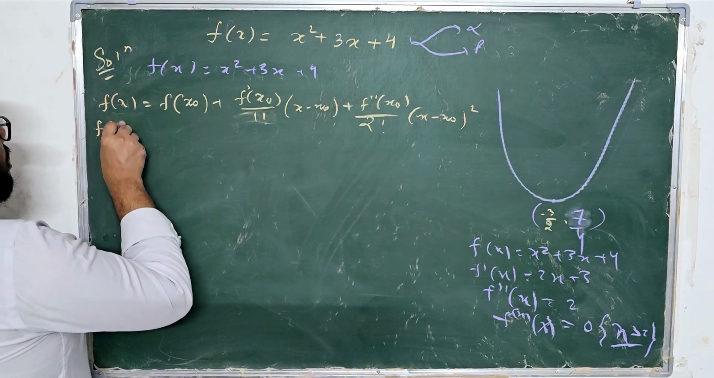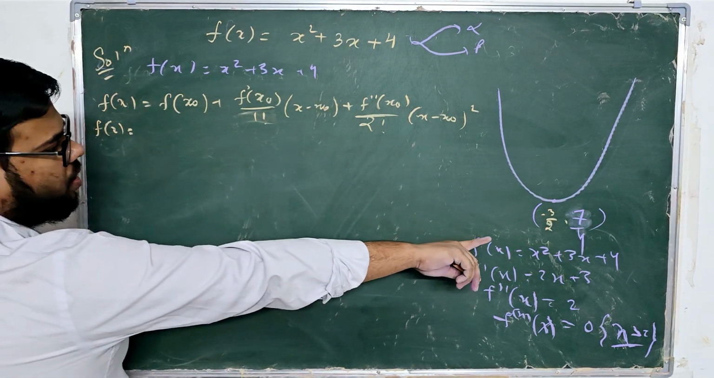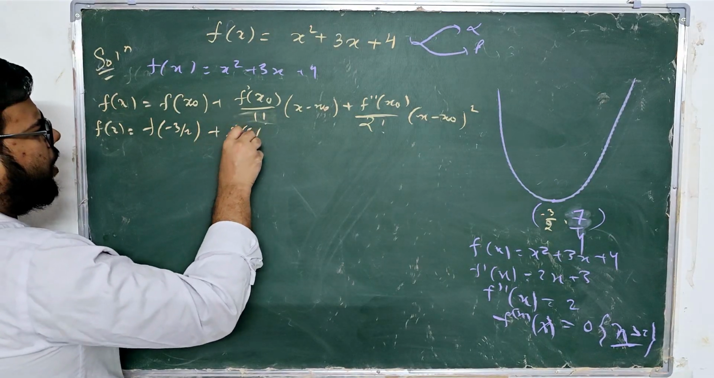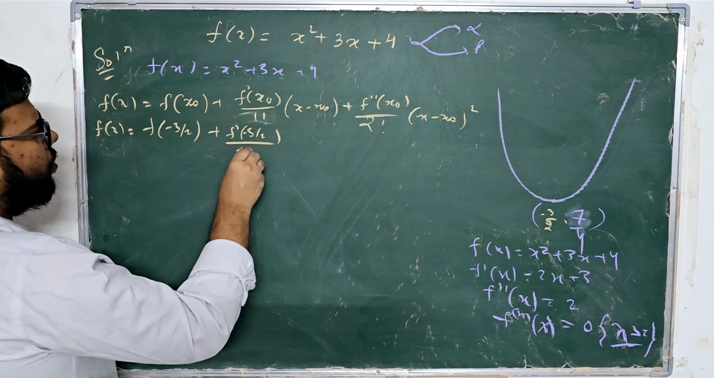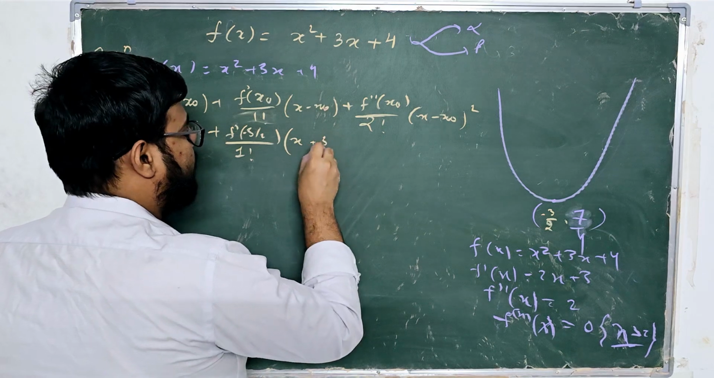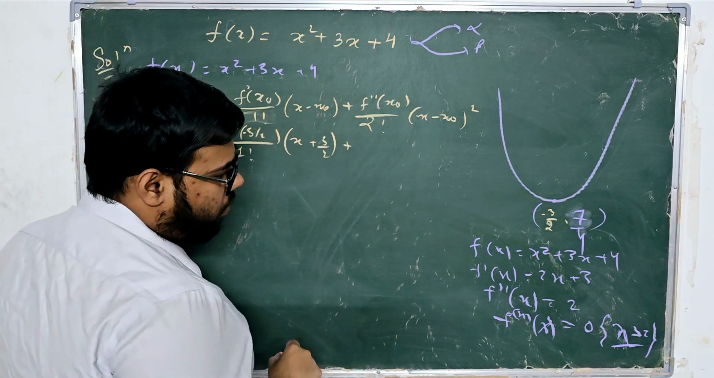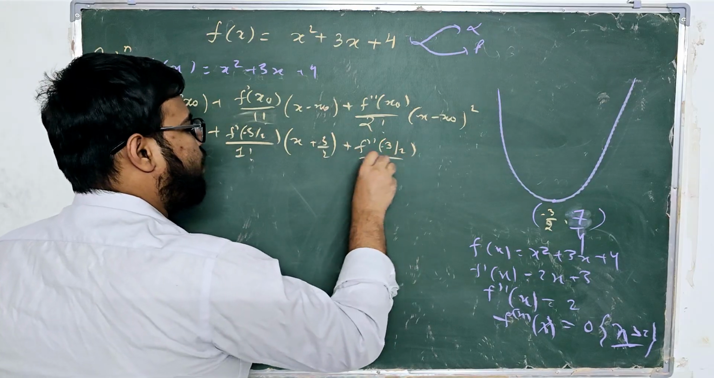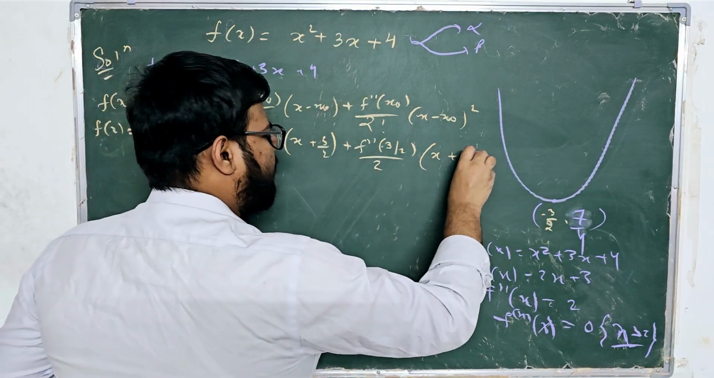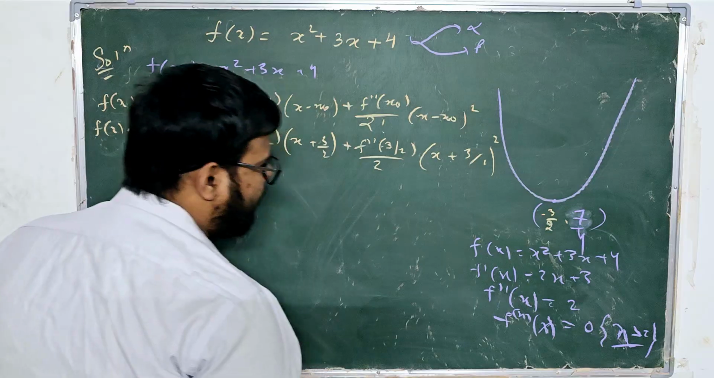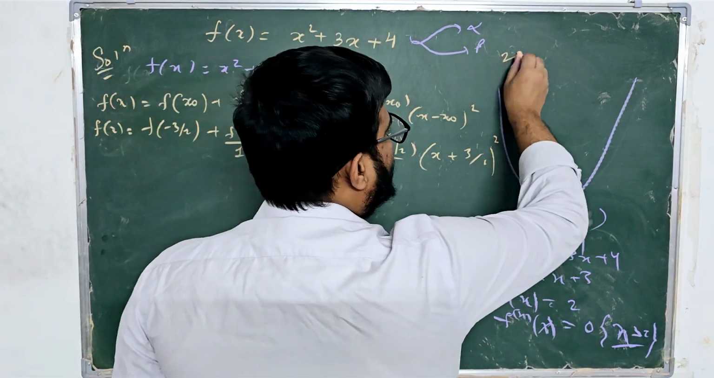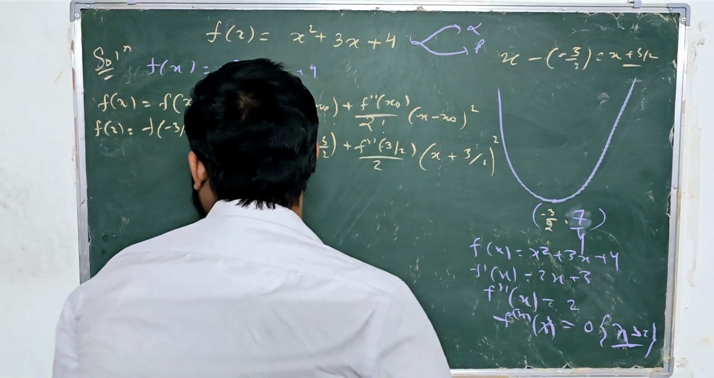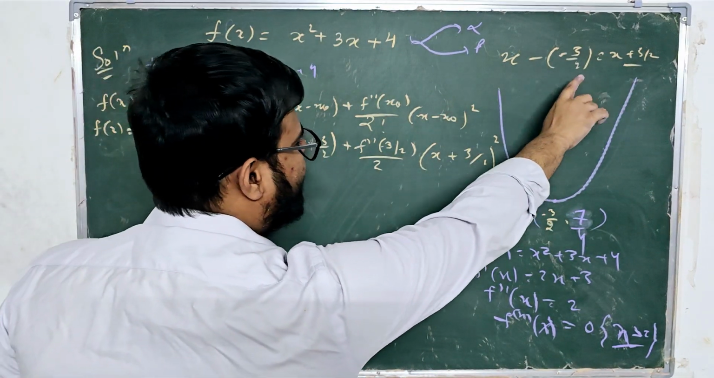So f(x) is equal to f(-3/2) plus f'(-3/2)/1 factorial times (x + 3/2) plus the quantity f''(-3/2) divided by 2 times (x + 3/2) squared. So that there is no confusion why I have written plus 3/2, because x minus (-3/2) is equal to x plus 3/2. If you have any confusion, you can understand it.